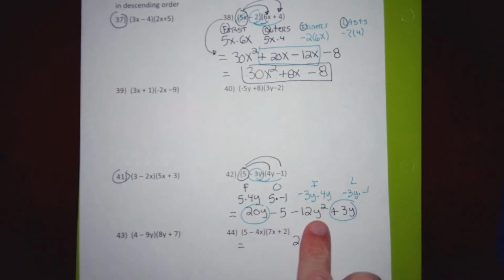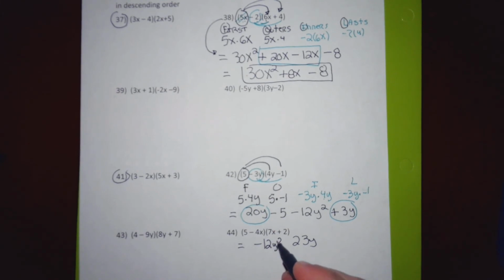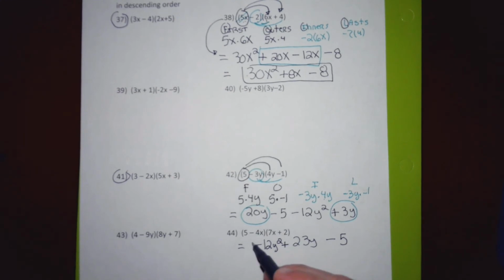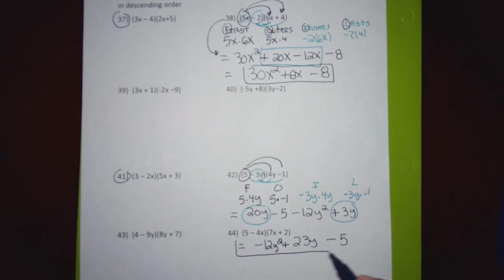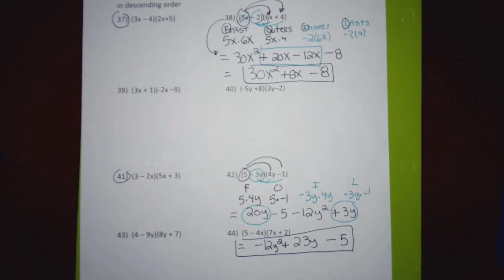The other parts of my answer are the negative 5 and negative 12y squared. Negative 12y squared has the highest exponent. It should be written first in my answer. Minus 5 is a constant. It should be written last in my answer. I need signs between each of the terms, and because 23y is positive, I'll sneak a plus sign between. And that'll be an answer for 42.